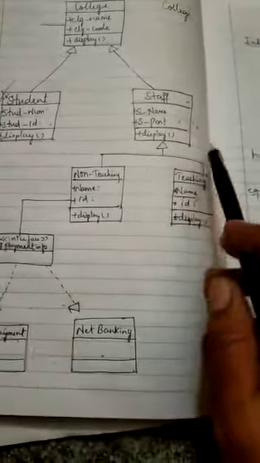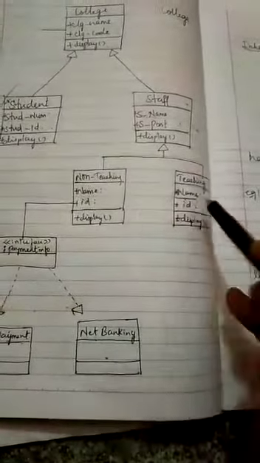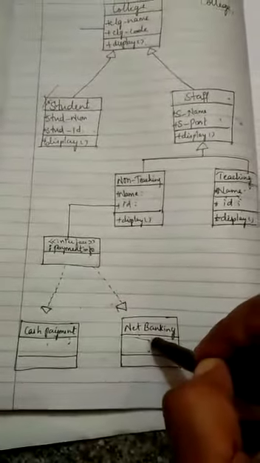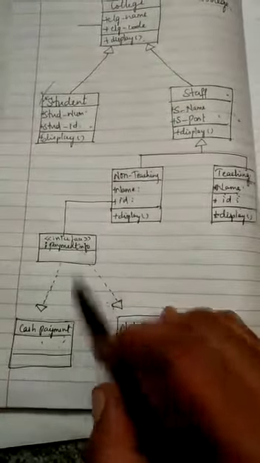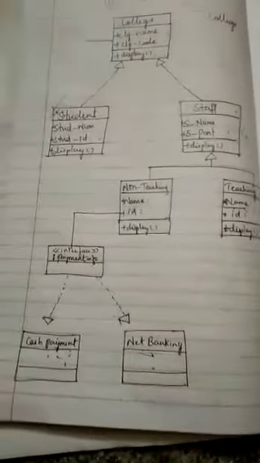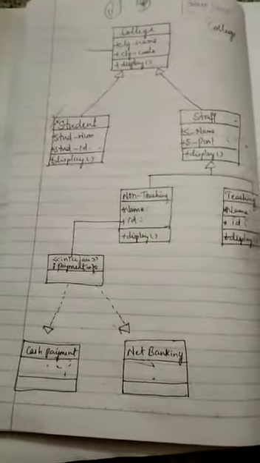So in the college, staff have some payment, right? For payment there is an interface here, interface IPaymentInformation. Payment can be done by cash or by net banking. So through the interface, for both teaching and non-teaching staff, the payment can be done by cash or net banking. So this is the class diagram.